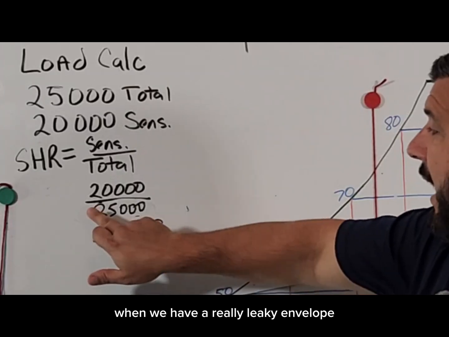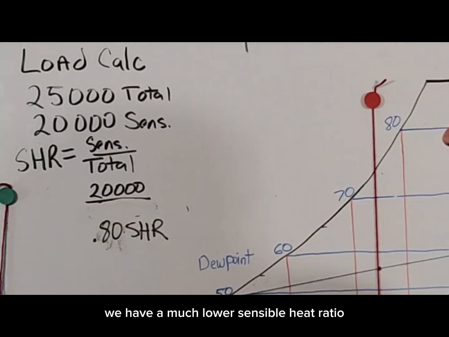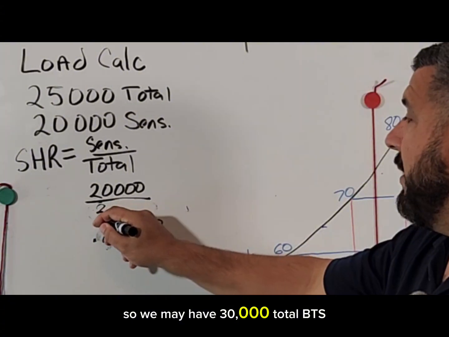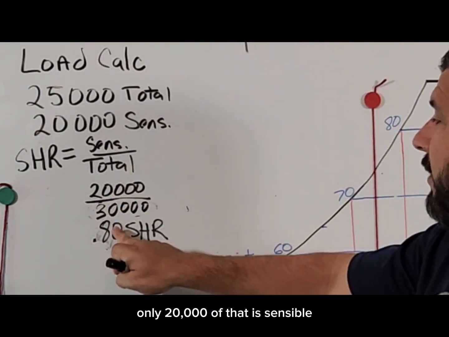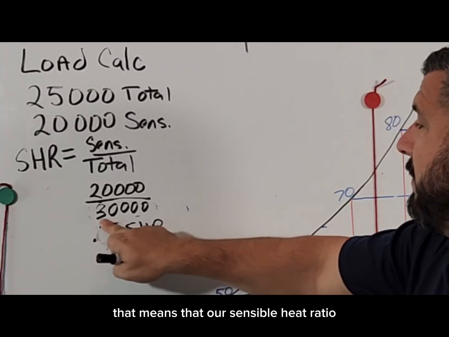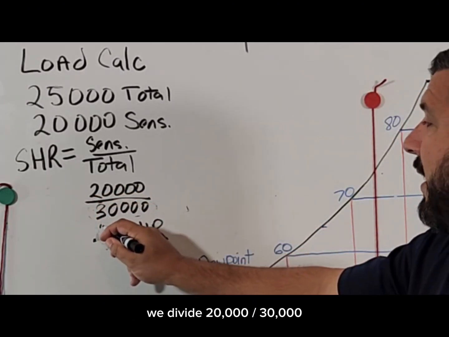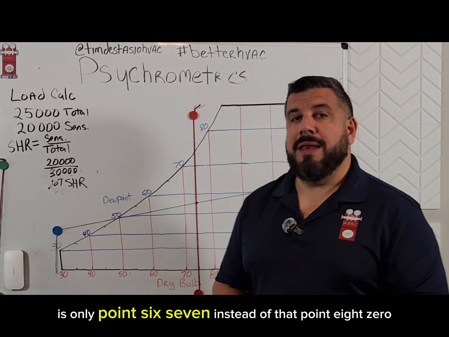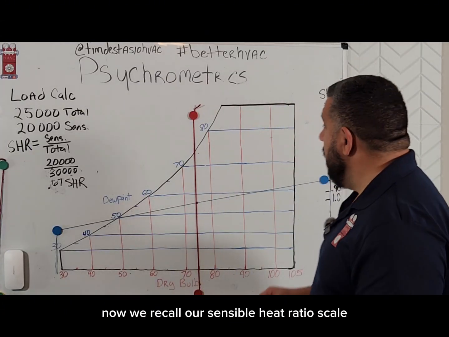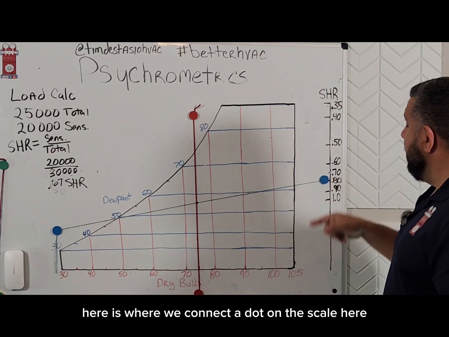When we have a really leaky envelope, we have a much lower sensible heat ratio. So we may have 30,000 total BTUs, only 20,000 of that is sensible. That means that our sensible heat ratio, when we divide 20,000 divided by 30,000, is only 0.67 instead of that 0.80.